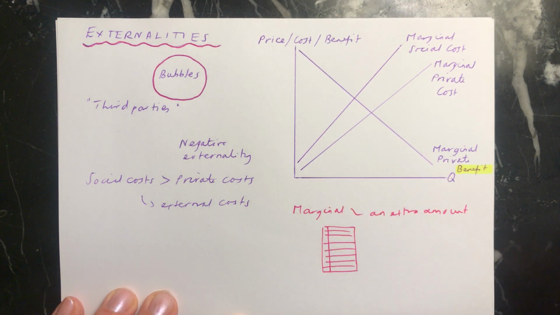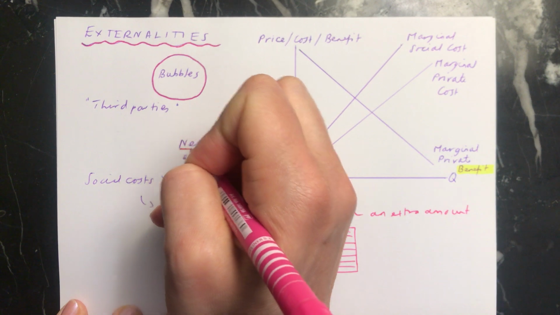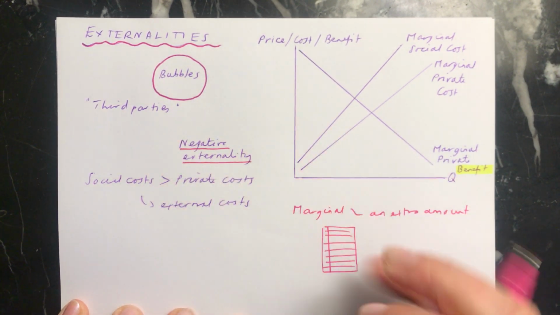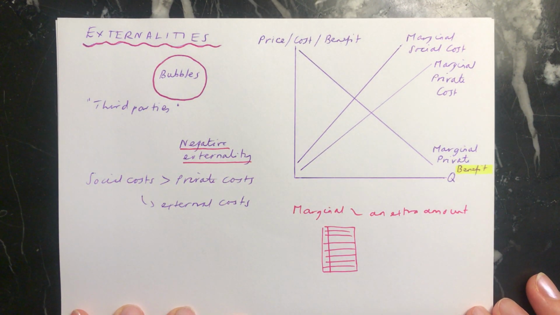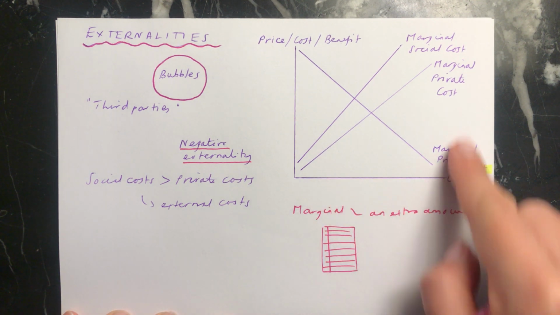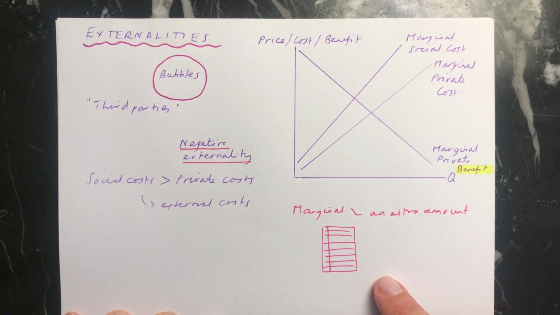And that's your diagram if you want to be showing a negative externality. This is the diagram that you would need. And I'm going to explain in the next video how you read this diagram, why it looks like this and what it means.